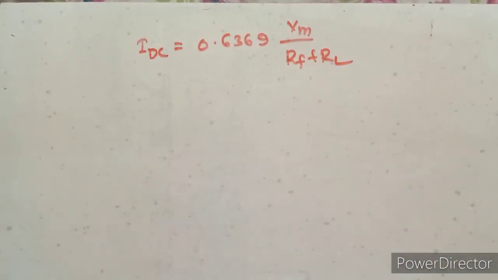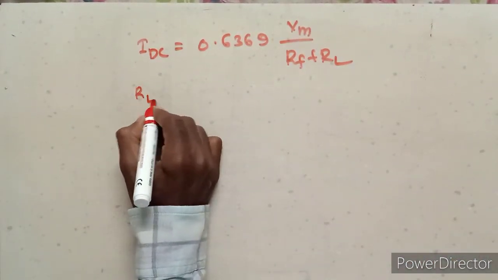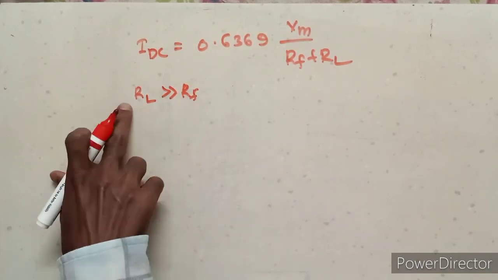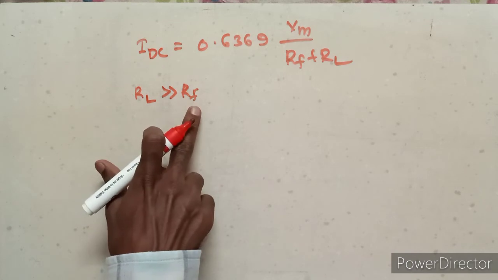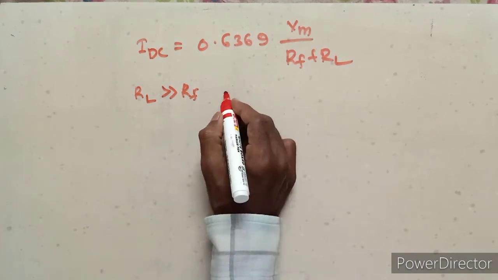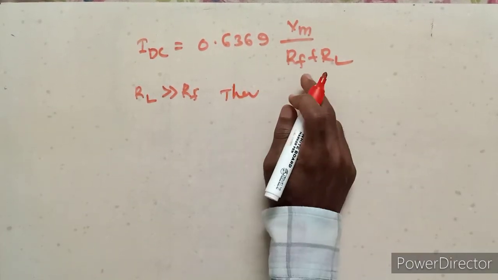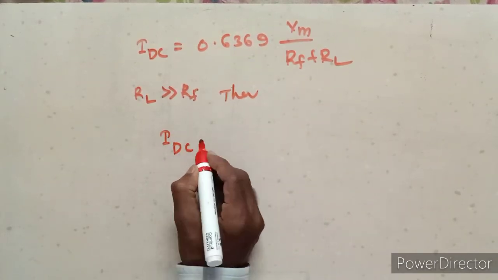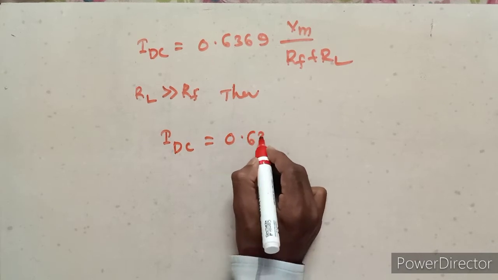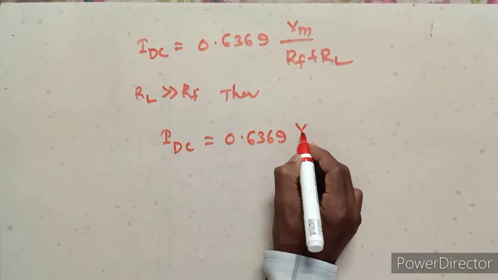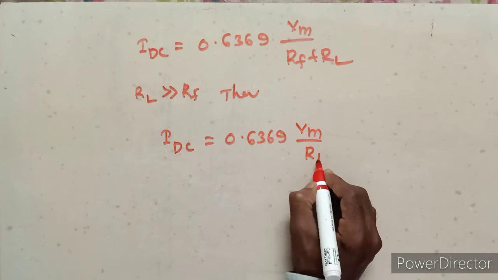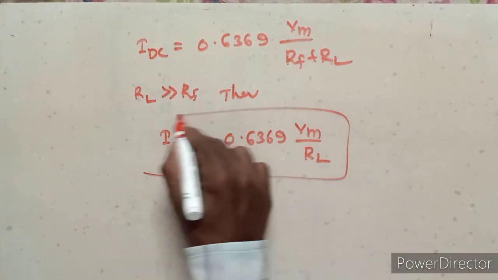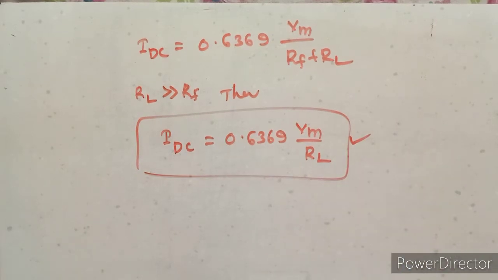In the condition where RL is much greater than Rf, so the load resistance is very much greater than the forward resistance, Rf is neglected. So the DC value of the current equals 0.6369 into Vm upon RL. This is the DC value of the current.